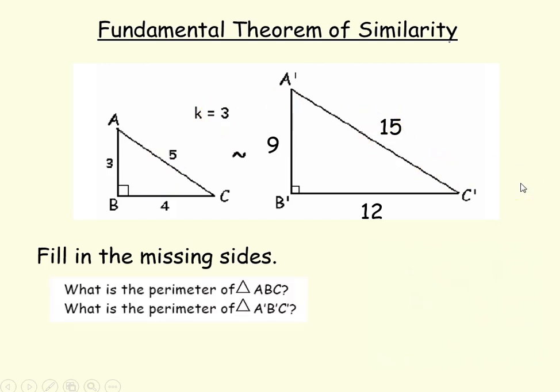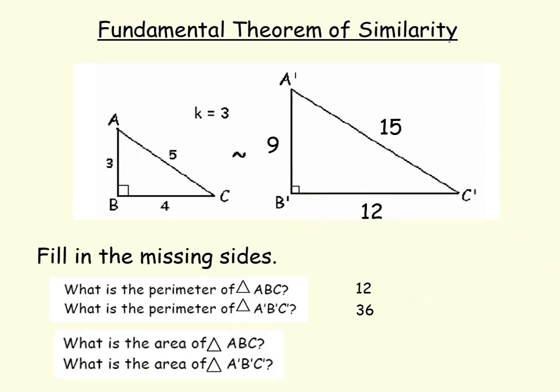So we can look at the perimeter now to get at this idea of the fundamental theorem of similarity. The perimeter of ABC right here is going to be 12 because 5 plus 3 plus 4 is 12. The perimeter of A prime, B prime, C prime is 36 because 9 plus 12 plus 15 is 36.